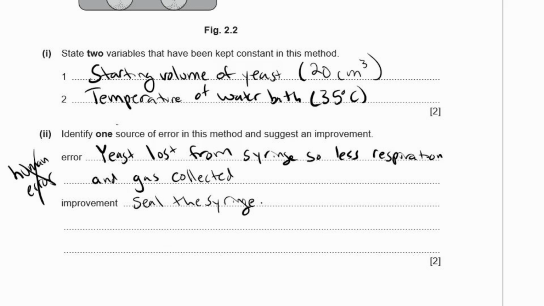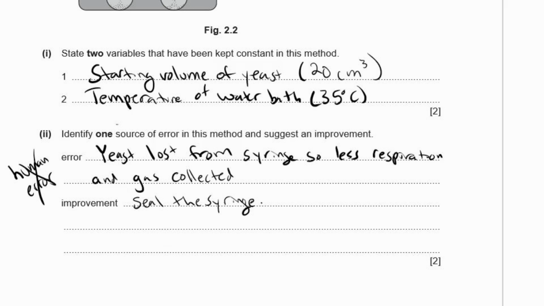When they put the syringes in to the water bath, they didn't give any time for the yeast to reach 35 degrees Celsius. They measured it immediately. So that means they didn't give time to equilibrate the yeast before using it. So the way to improve on that is to leave the yeast for a little bit of time so it can reach the same temperature of 35 degrees Celsius.